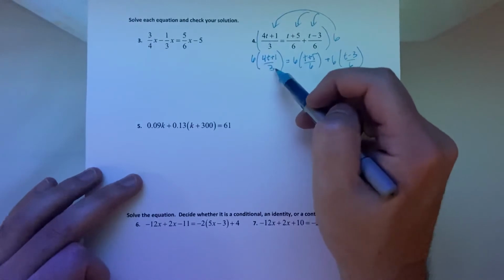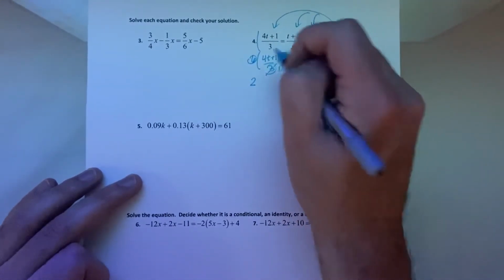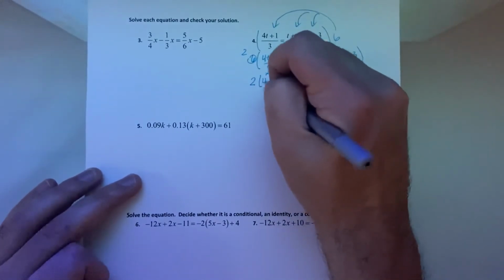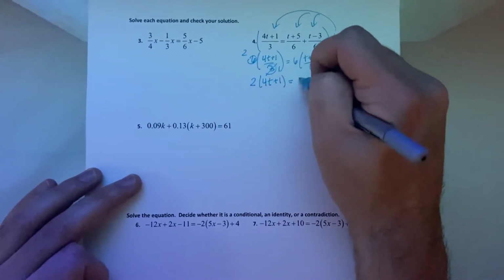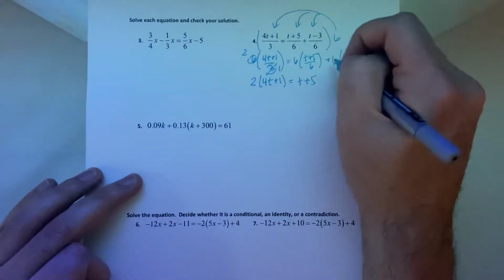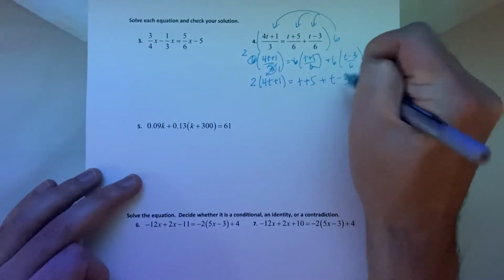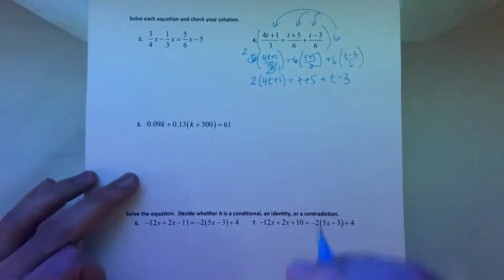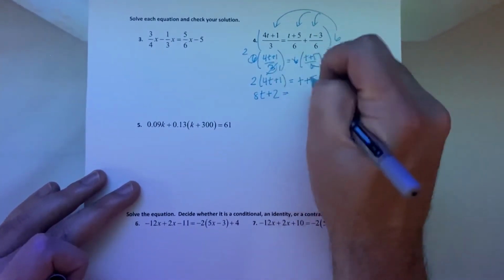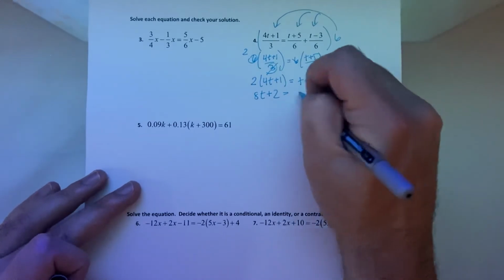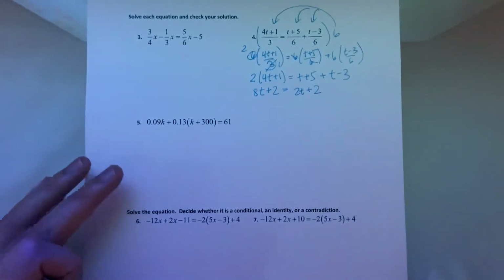6 divided by 3 is 2. So they reduce to 2, but the 4t plus 1 is still there. 6 divided by 6 is just 1, so they cancel or reduce. 6 divided by 6 again, so plus the t minus 3 from here. We're going to distribute the 2, so we get 8t plus 2 equals, combine our like terms, 2t. Looks like 5 minus 3 is plus 2.